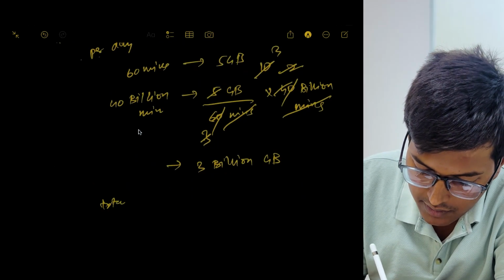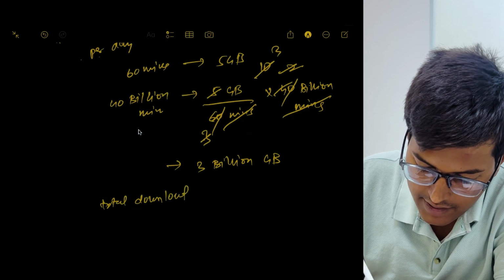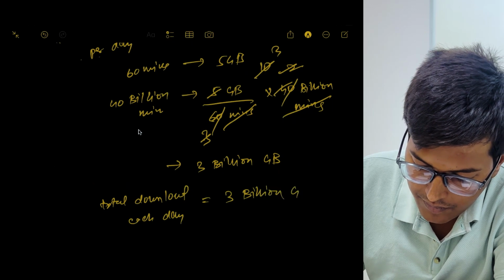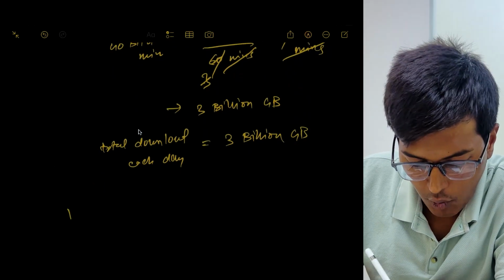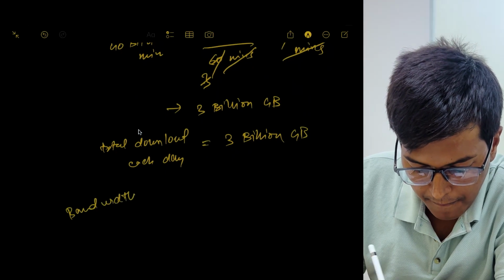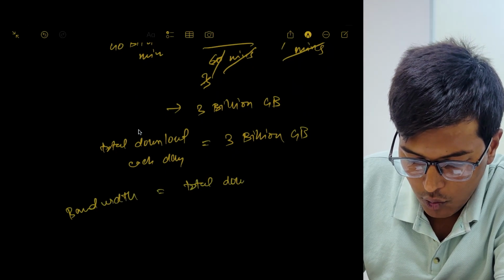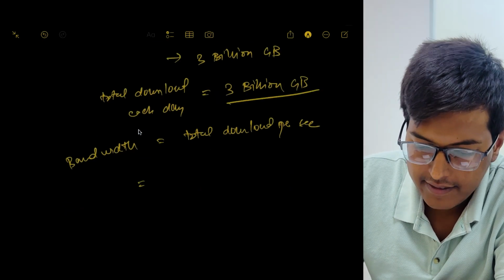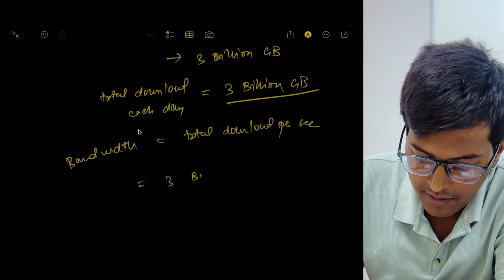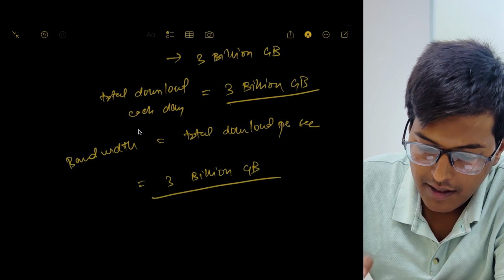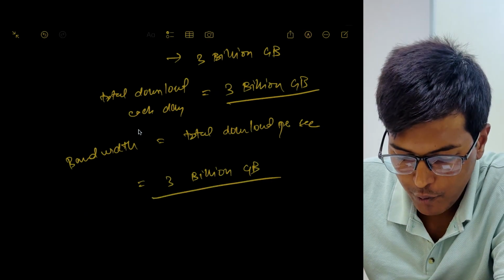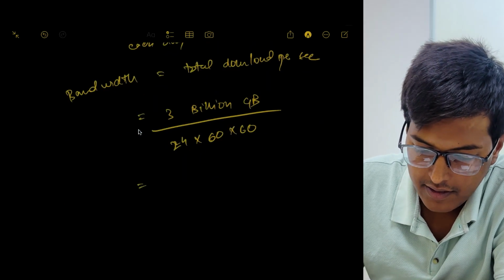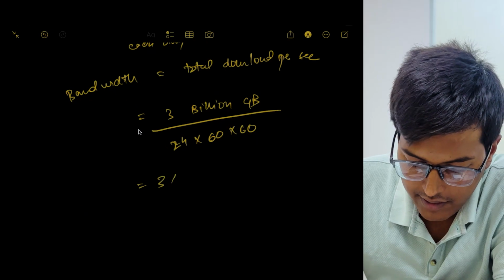So total download each day will be 3 billion gigabytes, right? What is bandwidth? Bandwidth is total download per second, right? So this is in a day. So what will be per second? Total billion GB divided by the number of seconds in a day, which will be 24 hours into 60 minutes into 60 seconds, right? Let's do this calculation quickly.